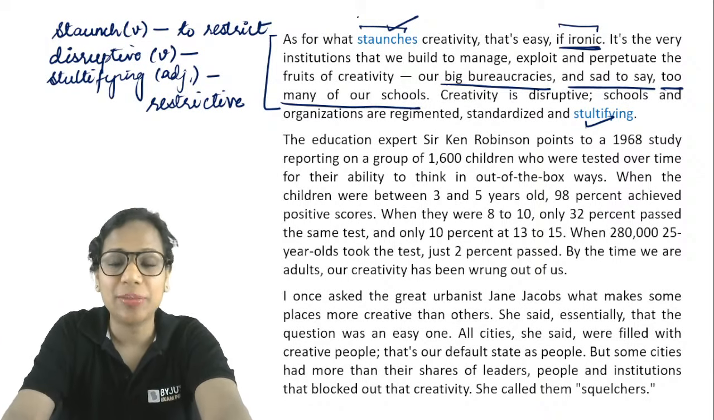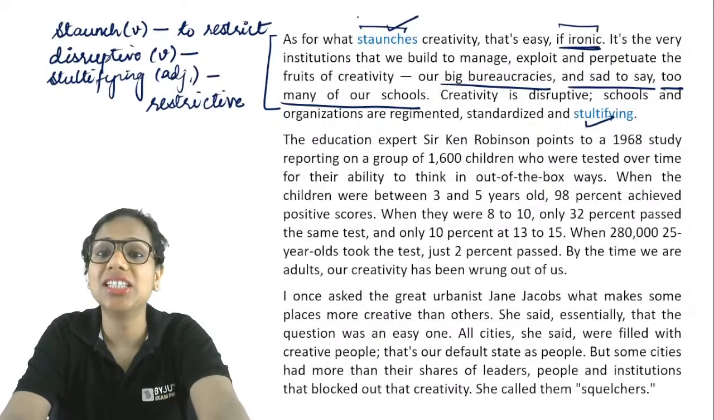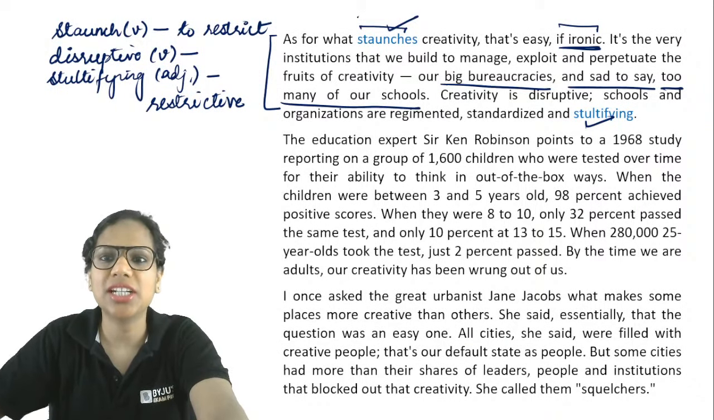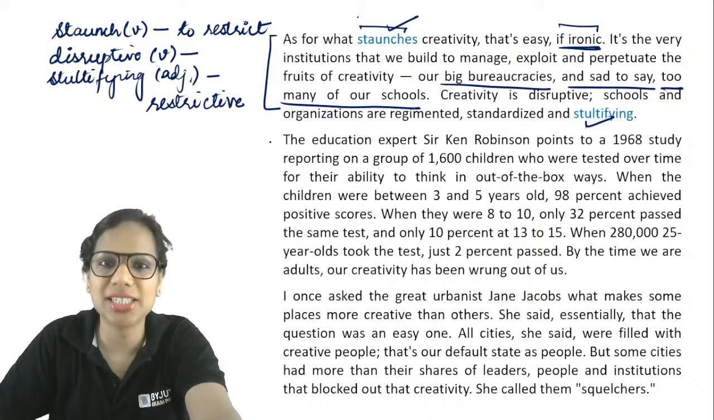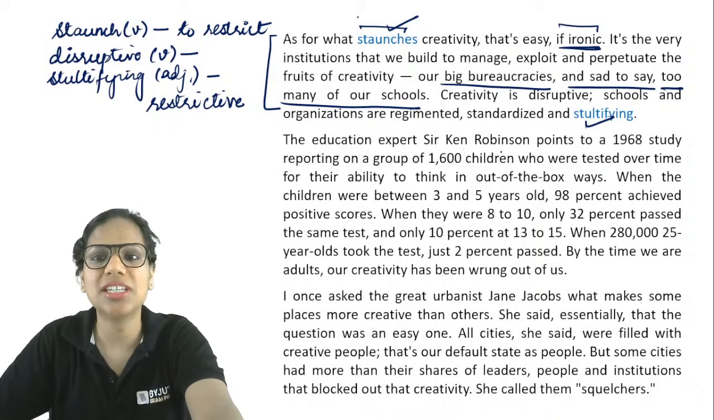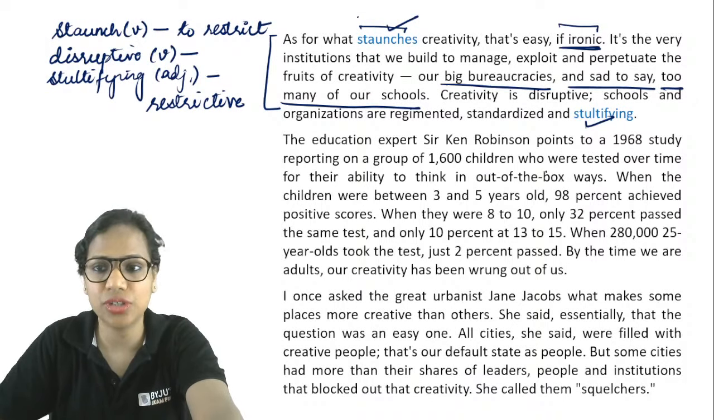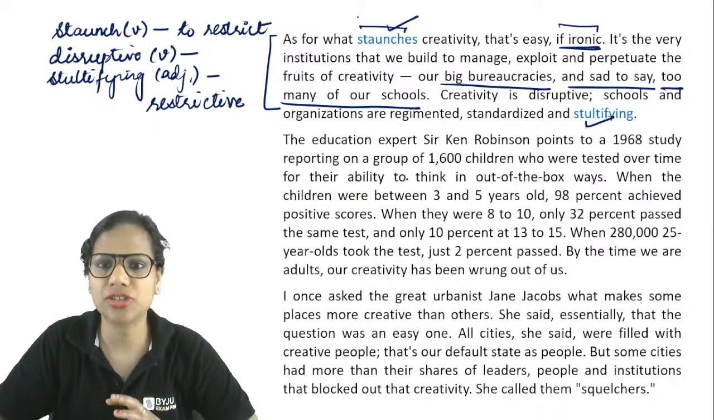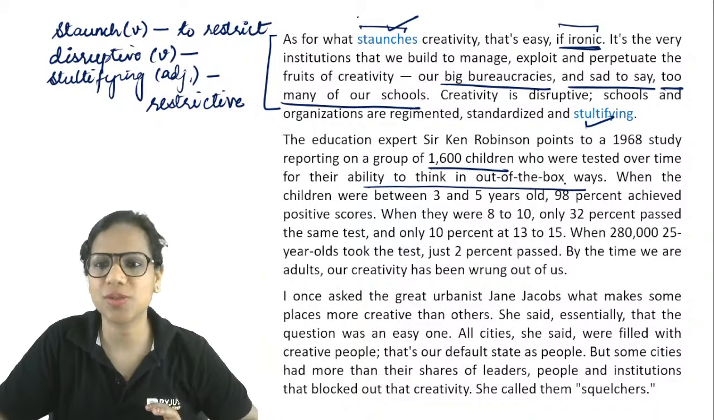Okay, so vocabulary is important, opening paragraphs are important, then reading and understanding the key ideas is very important. So the key idea that we gathered here was that there are certain institutions that are staunching creativity, that are restricting creativity. Now, coming to the next paragraph. The education expert Sir Ken Robinson points to a 1968 study reporting on a group of 1600 children who were tested over time for their ability to think in out of the box ways. So, this study actually took 1600 children and was testing their ability to think in out of the box ways.